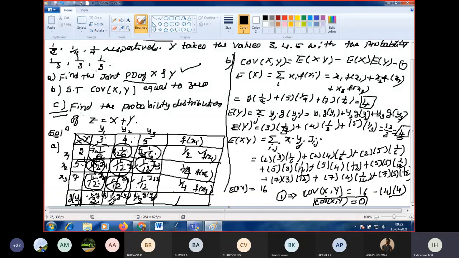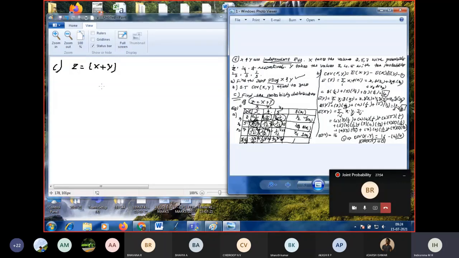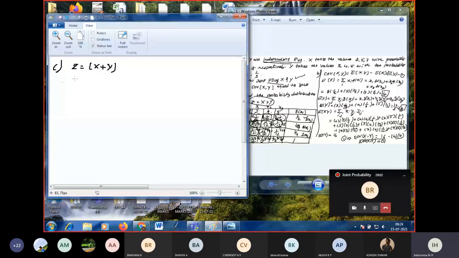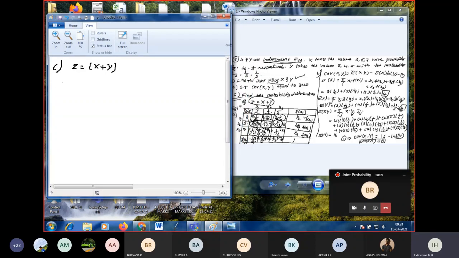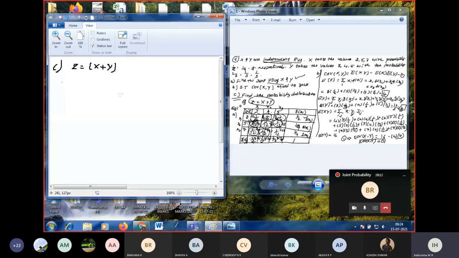So come to the third question. Third question is to find the probability distribution of z is equal to x plus y. So this is a new random variable we defined. Z is a third random variable defined as z is equal to x plus y. So what are they given? First we have to find out the random variable z, according to what they are given. So now x plus y.